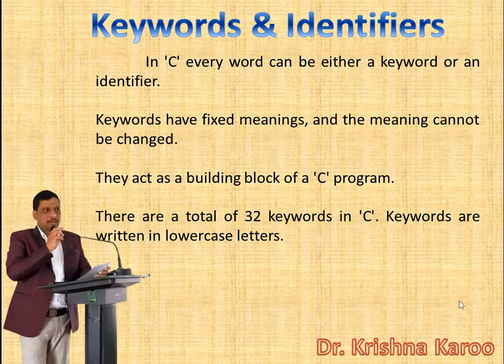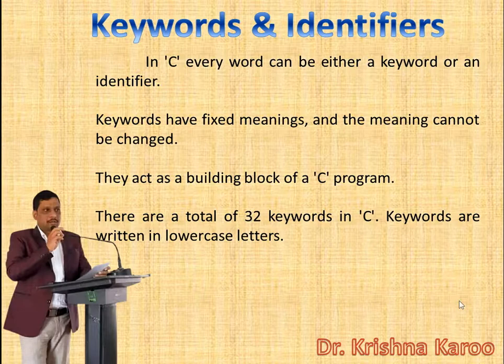Now, what are keywords and identifiers? Because keywords and identifiers are again an important thing that we have to discuss today. In C, every word can be either a keyword or an identifier. When we write a program in C, every word that we use in the programming is either a keyword or an identifier. A keyword has a fixed meaning, and the meaning cannot be changed during the program or during execution. They act as the building blocks of a C program.